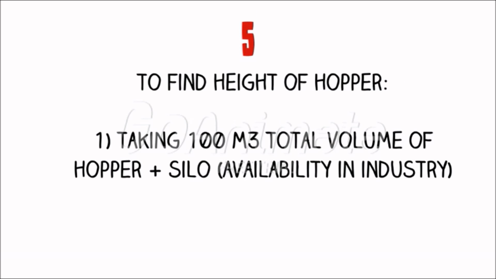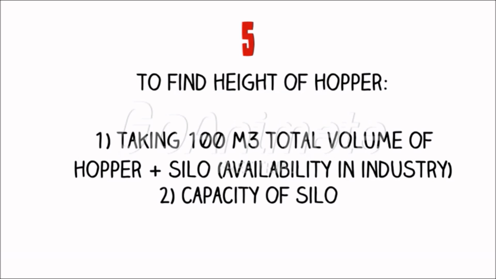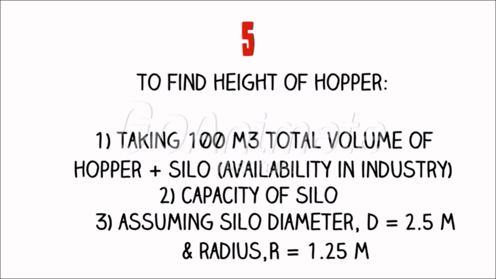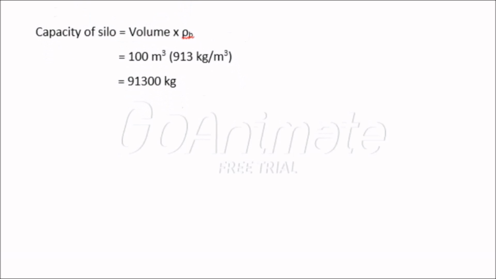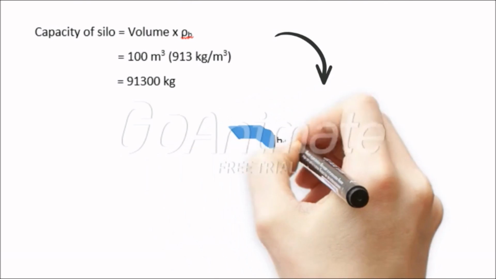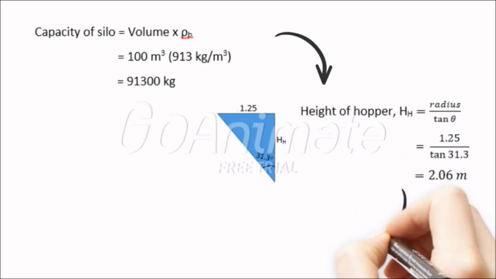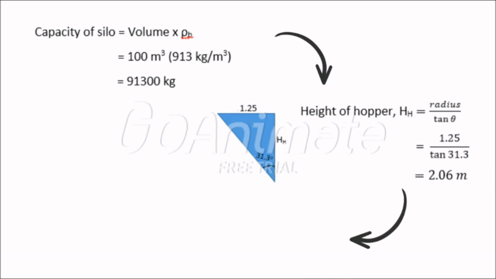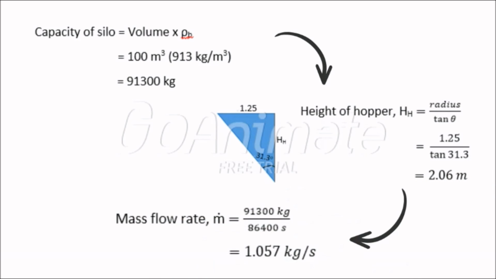Fifth, to find the height of the hopper, calculations are done by taking 100 cubic meters as the total volume of hopper and silo. Calculating the capacity of the silo and assuming the silo diameter is 2.5 meters, and radius is 1.25 meters, the calculated values are: the capacity of the silo is 91,300 kilograms. The height of the hopper is 2.06 meters, and the mass flow rate is 1.057 kilograms per second.